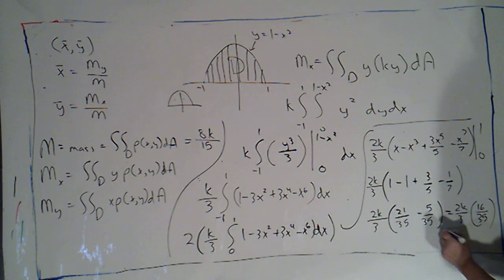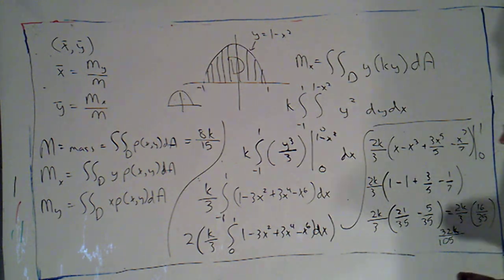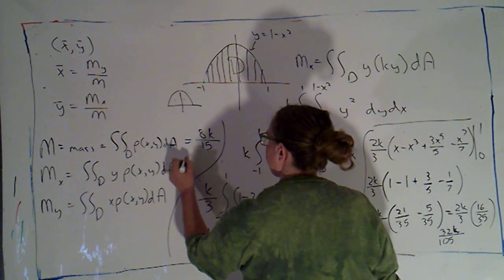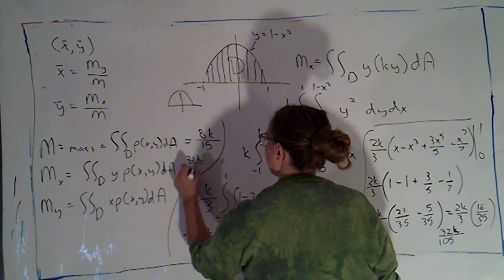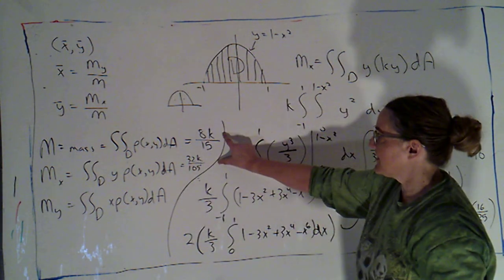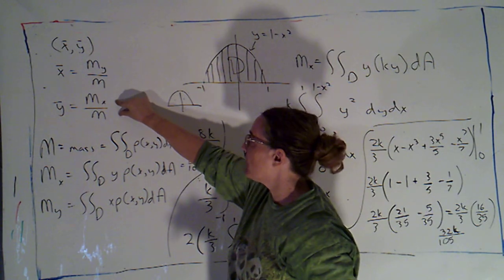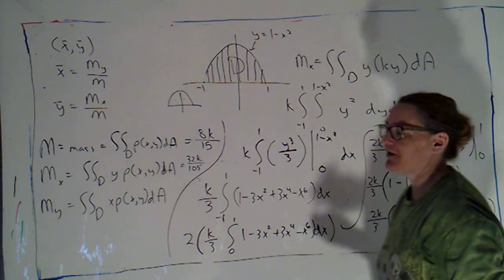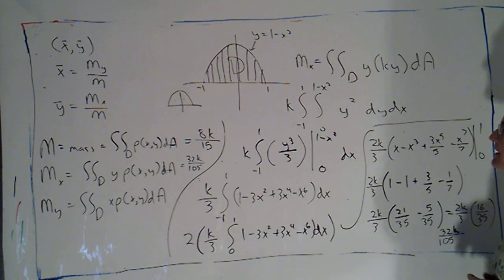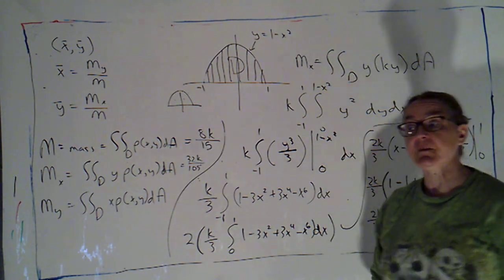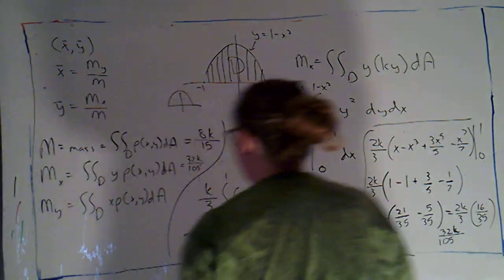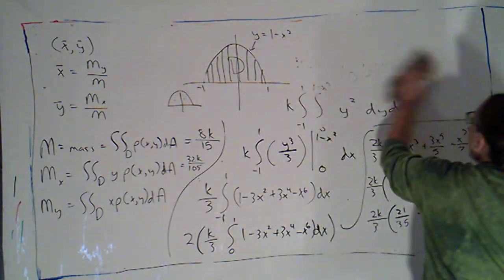So that is going to be 32k over 105. Very exciting. You'll notice there is a k in both of these, so that when I do take this fraction to find my y bar, they're going to cancel out, which is what we expected. Okay, so that's m sub x. Let me erase and we'll talk about finding m sub y.